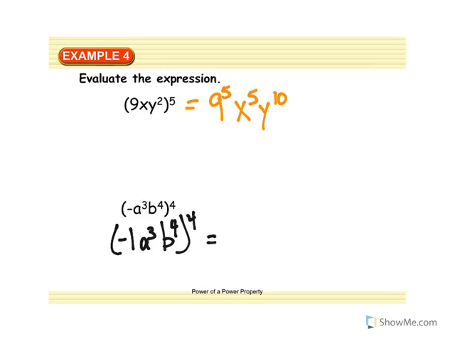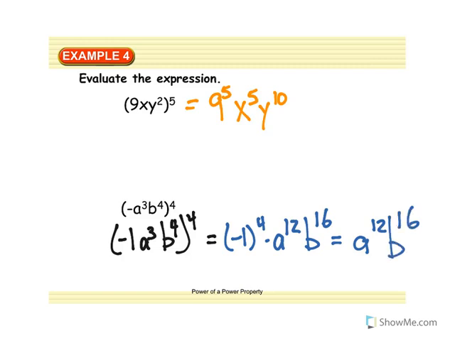So now I know what I have to do. I have to raise everything, including the negative 1 to the 4th. So this is really negative 1 to the 4th. A to the 3rd to the 4th, I multiply the powers. B to the 4th to the 4th, I multiply the powers. Negative 1 to the 4th is positive 1, so a to the 12th, b to the 16th.